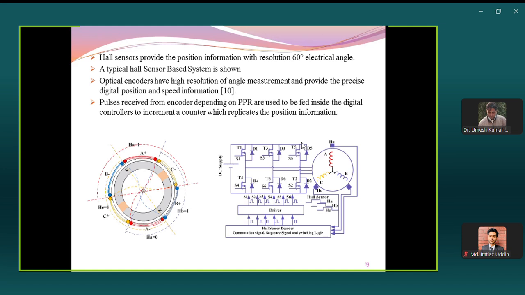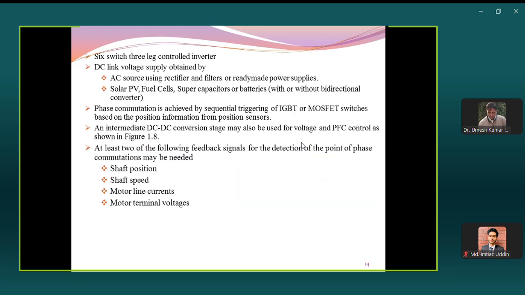So using this Hall sensor, we can determine the position of the rotor, and then we can energize the proper phase for the appropriate rotation. And we have positive phase sequence and negative phase sequence. For clockwise and anti-clockwise rotation, we follow different commutation algorithms using the Hall sensor.